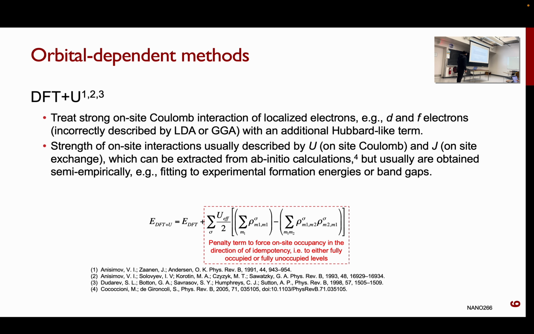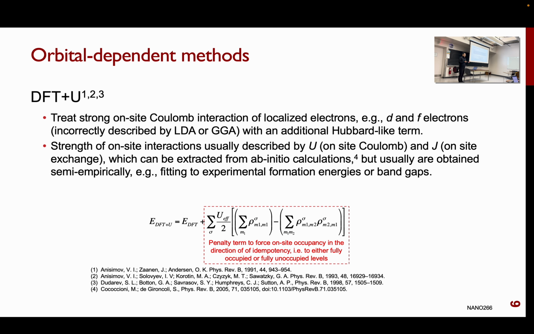Now, there's a variant of your standard LDA and GGA functionals, or even meta-GGA functionals, and these are what are called the orbital-dependent methods, okay? In general, these are denoted using the notation of DFT plus U. DFT plus U simply means that I'm using density functional theory with an addition of a Hubbard U parameter. So why do we want to do this, right?